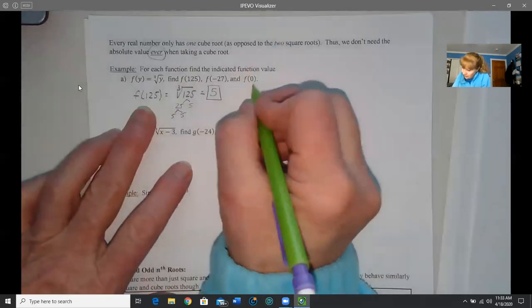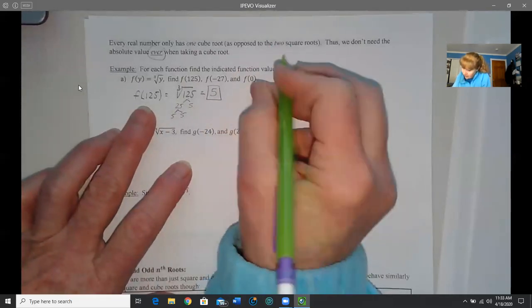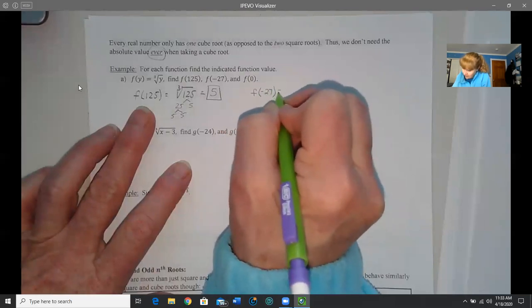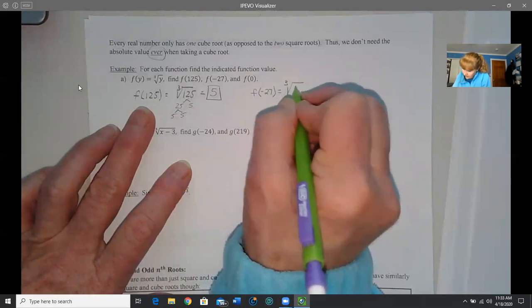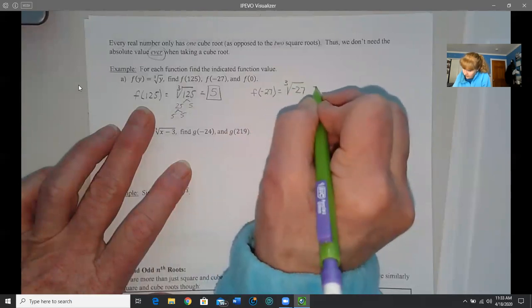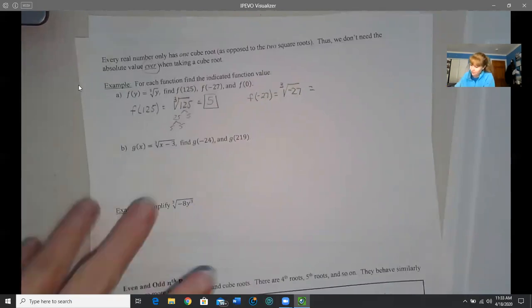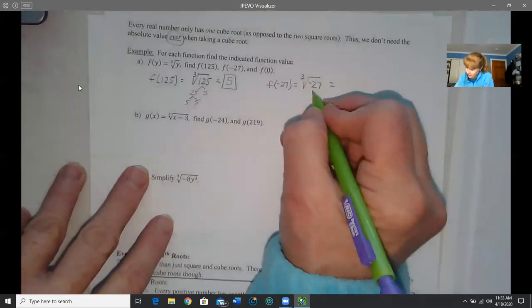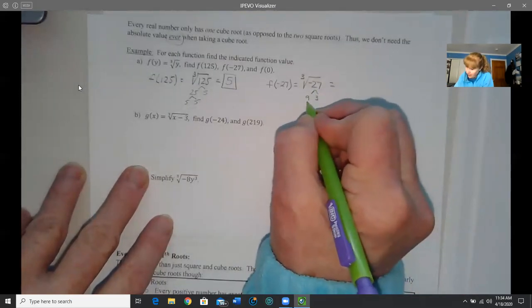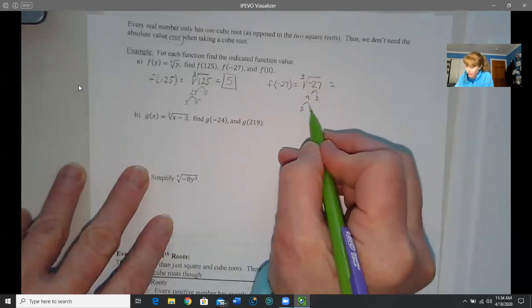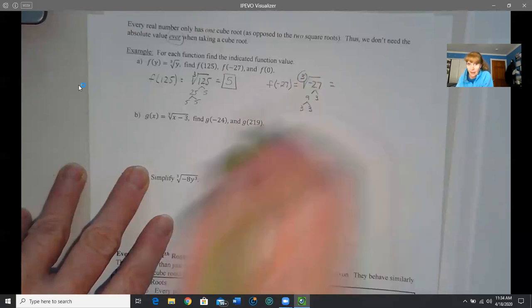And if it's an odd index, you can have negatives inside. What three things do you multiply to get a negative 27? Well, 27 is 9 times 3, and this is 3 times 3. So you come up with three 3s. So we have our three of something.